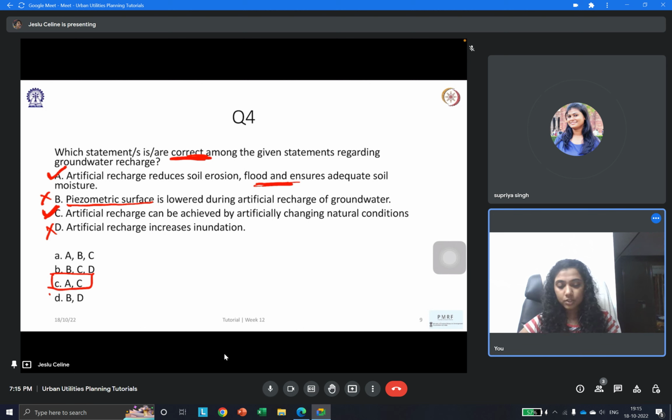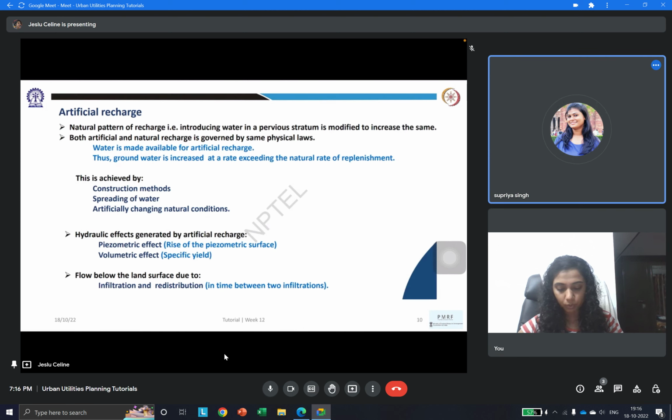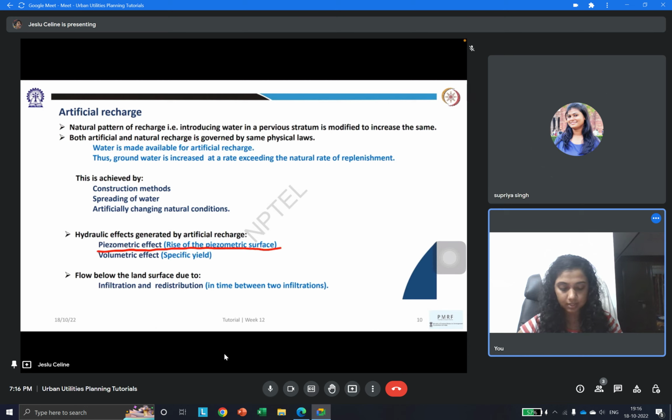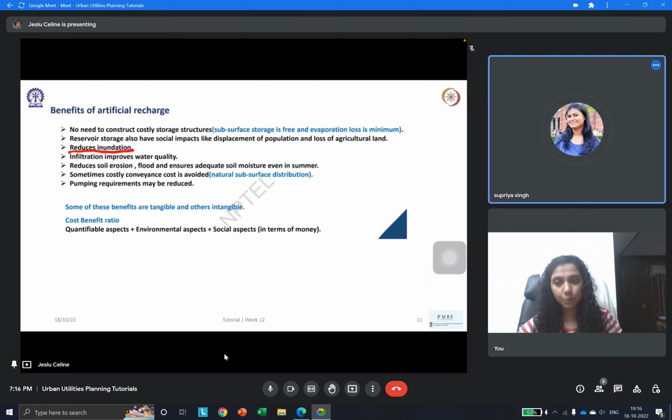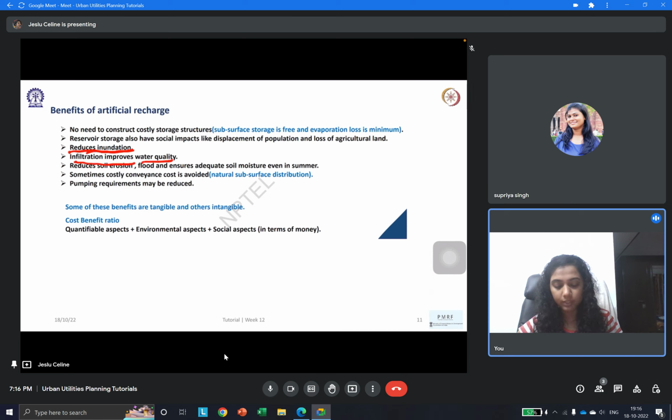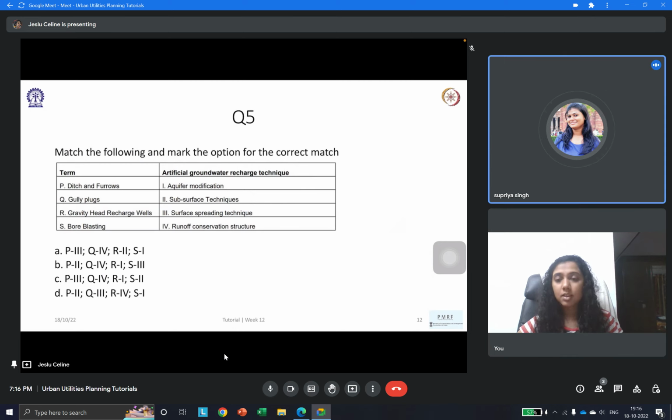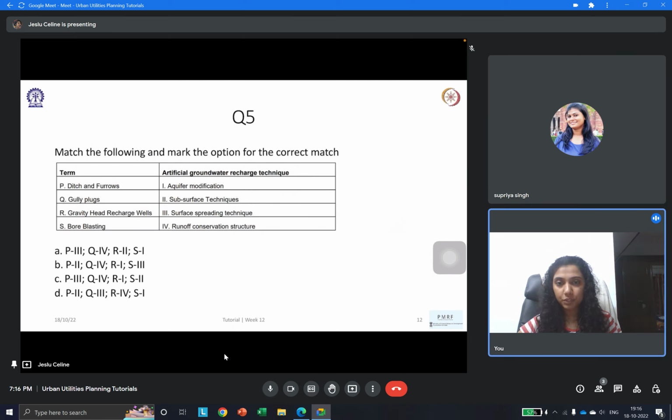So this is the notes, whatever we learned. It is a rise of the piezometric surface that happens during artificial recharge. And here we have all this inundation. It basically reduces inundation, improves infiltration and water quality, reduces soil erosion, all that. So it does not increase inundation. Fine. Let's proceed further. Match the following and mark the option for the correct match. So let's do this.